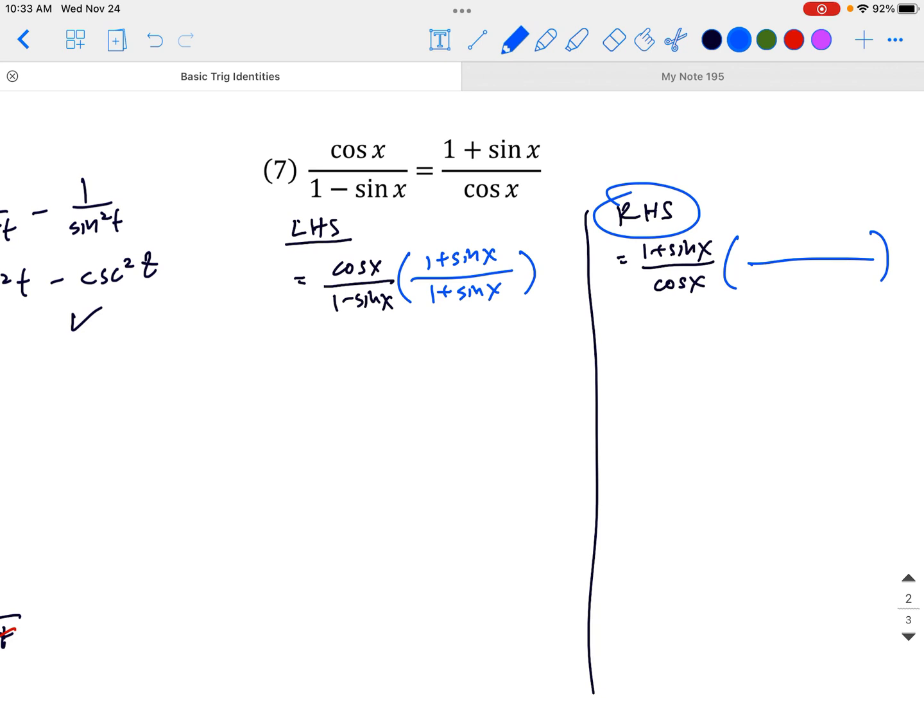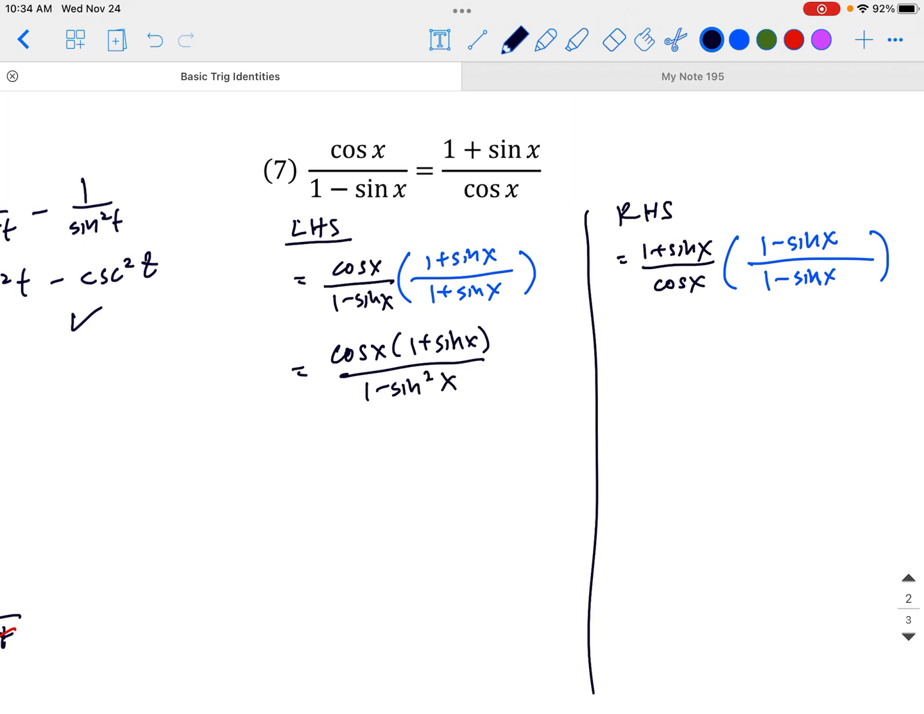For the right-hand side, if I'm looking the opposite way, so if I'm going in this direction, I want that 1 minus sine x expression, because I already have a cosine. So let's go ahead and multiply this by 1 minus sine x over 1 minus sine x. So for our left-hand side proof, we'll distribute. So we'll have cosine x, we won't distribute. We'll distribute in the denominator, and we get 1 minus sine squared.